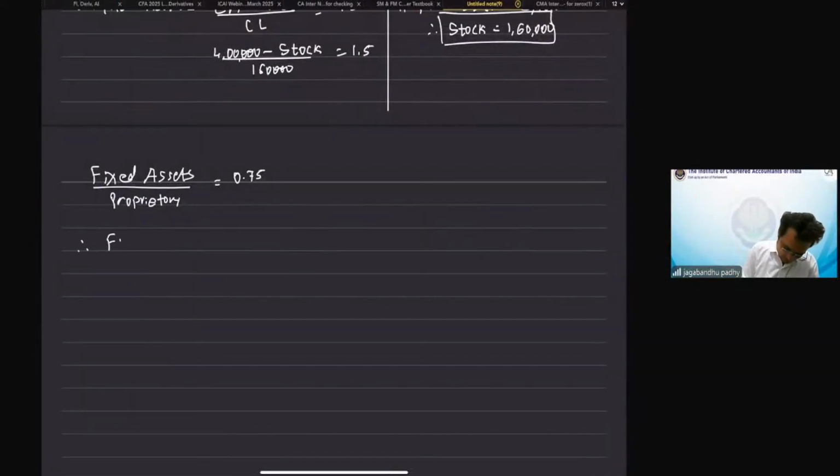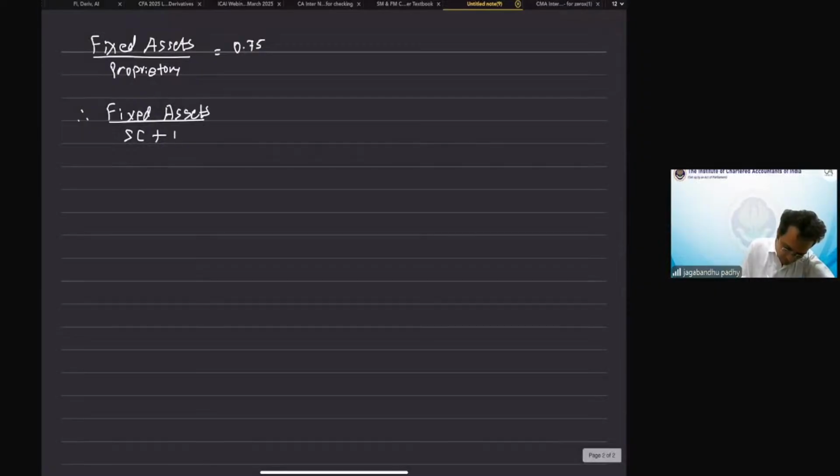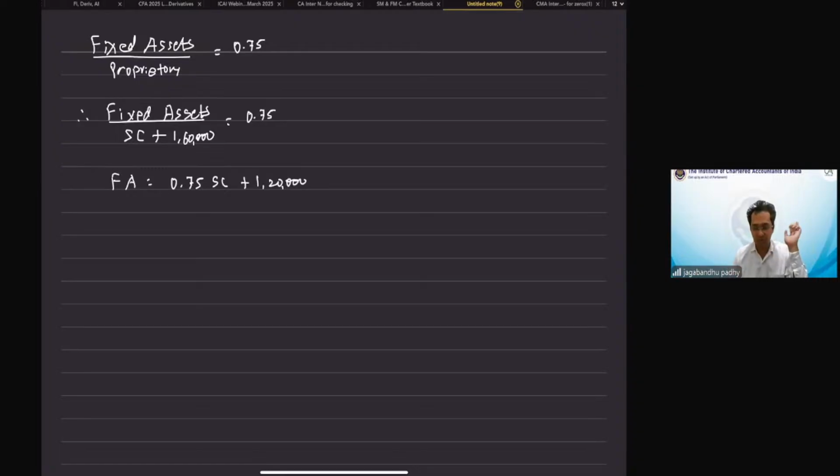This is going to be fixed assets upon share capital plus reserves. We know the reserves value as 1 lakh 60, right? Share capital plus 1 lakh 60,000 is equal to 0.75. Okay. Now this is one of the equations that we have. Fixed assets is equal to 0.75 share capital plus 1 lakh 20,000. This is the ratio given to us.